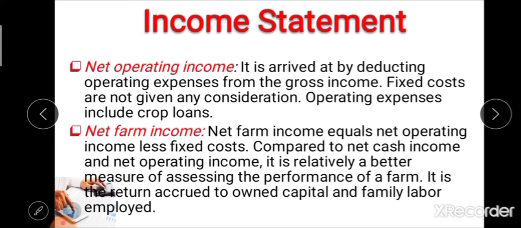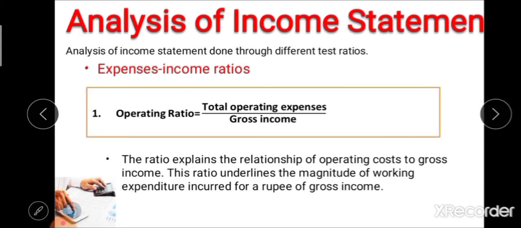So these are the different components of the income statement: expenses, receipts, and net income. After that, the next topic is the analysis of the income statement. For the analysis of the income statement, different test ratios are used. These are divided into two major ratios: the expenses income ratio and the investment income ratio. The ratio which shows the relationship between expenses and income is called the expenses income ratio.